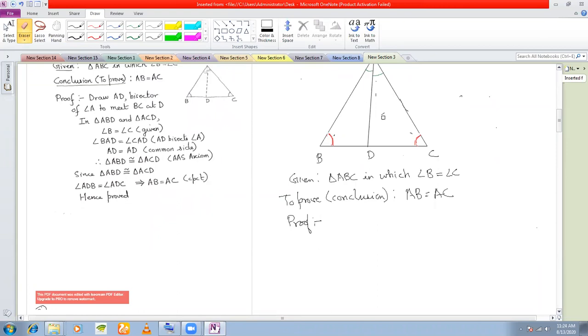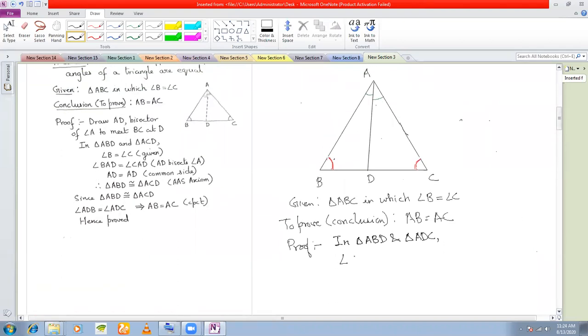So let us write the proof here. This proof goes in triangle ABD and triangle ADC. You have the green angles to be equal. Angle BAD is equal to angle DAC because AD bisects angle A.